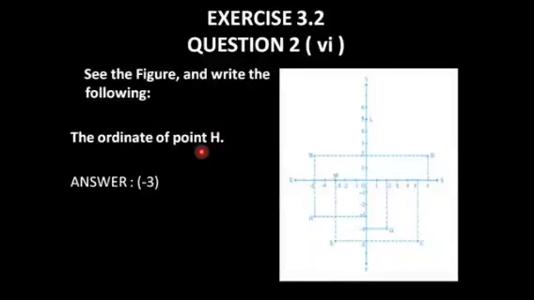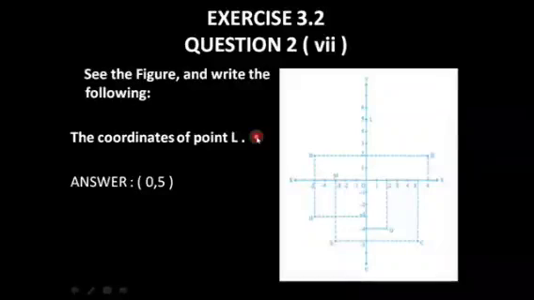Let us first find point H. Here it is. So the y coordinate of point H is -3. So we can say the right answer for the ordinate of point H is -3.